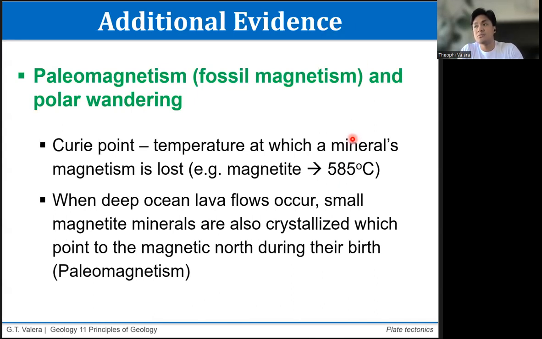So, in a similar way, magnetite in early forming rocks, as they crystallize, behave that way so that they point kung saan yung magnetic north and magnetic south during their formation. So when deep ocean lava flows occur, small magnetite minerals are crystallized and point towards the magnetic north during their quote unquote birth, or during their crystallization.